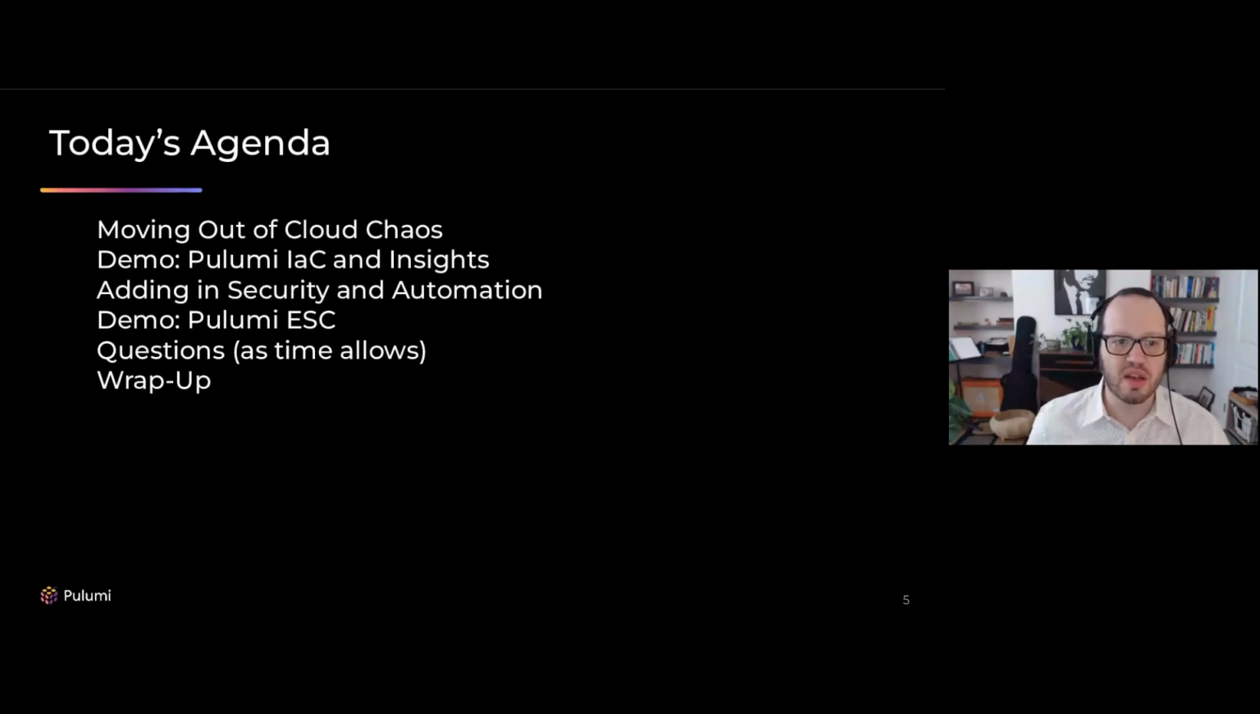So today's agenda: first, we're going to talk about how you move out of cloud chaos, and then we're going to do a little bit of demo of a couple of Pulumi's products, which is our infrastructure as code and insights. Then we're going to talk about adding in security and some automation, and then I'm going to give you a demo of Pulumi ESC, and then we'll do Q&A as time allows, and then we'll wrap things up. All right, so let's get going.